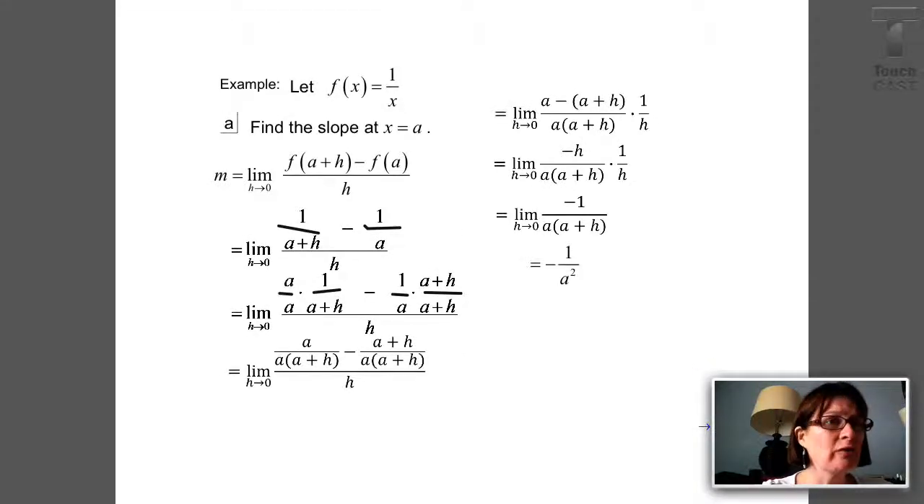Now I can subtract in the numerator. Don't forget to distribute the subtraction. And instead of dividing by h, I'm going to write this as multiplication by 1 over h. So this is where I am up here. Notice the h's now can cancel. I have a negative h in the numerator, cancels with an h in the denominator. And I can finally plug in 0 for h, leaving me negative 1 over a squared.